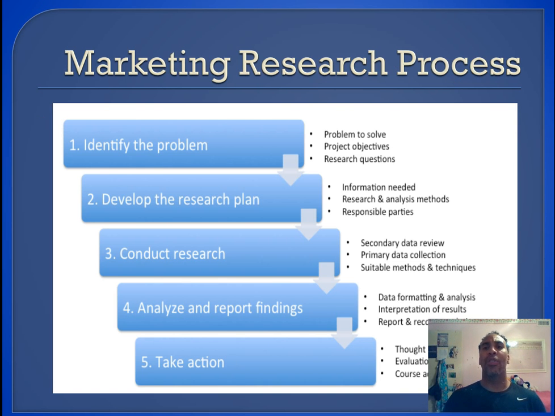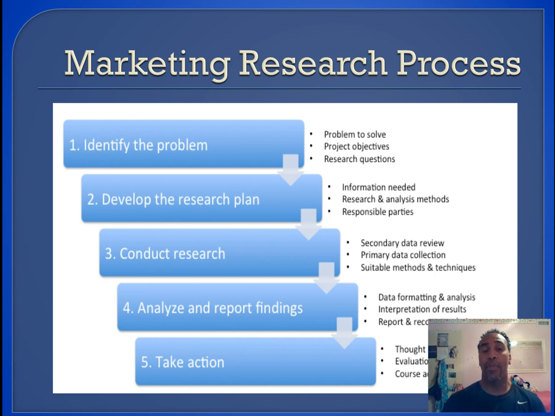And this is the marketing research process. It's pretty simple, but you have to adhere to the actual process. So many people want to skip steps and rush through the process. You can't do that. So first and foremost, you want to identify the problem. So what's the problem to solve? Project objectives and research questions. You want to develop the research plan.